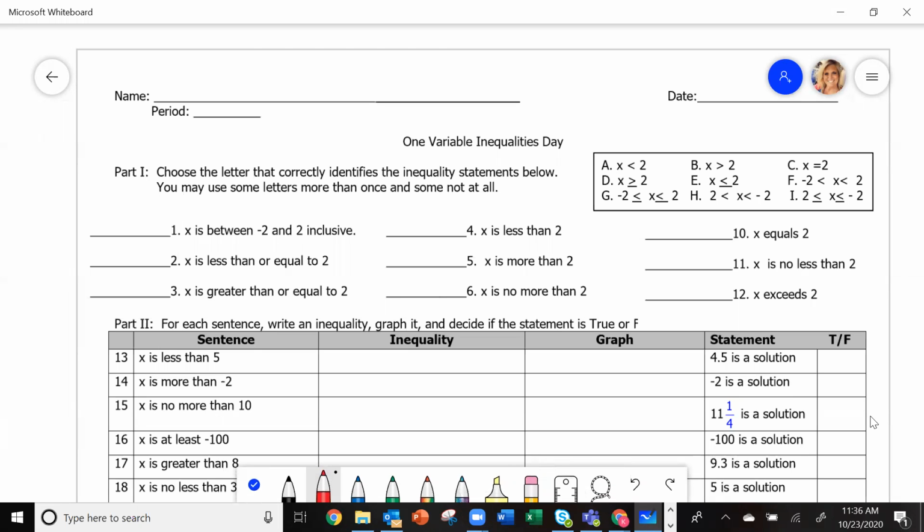Okay, what you should have gotten. Number one, X is between -2 and 2 inclusive. That means equal to. Okay, it's in between two numbers. So that means you should have gotten G for the answer right here. Next, it says X is less than or equal to 2. Less than or equal to. So you should have E.